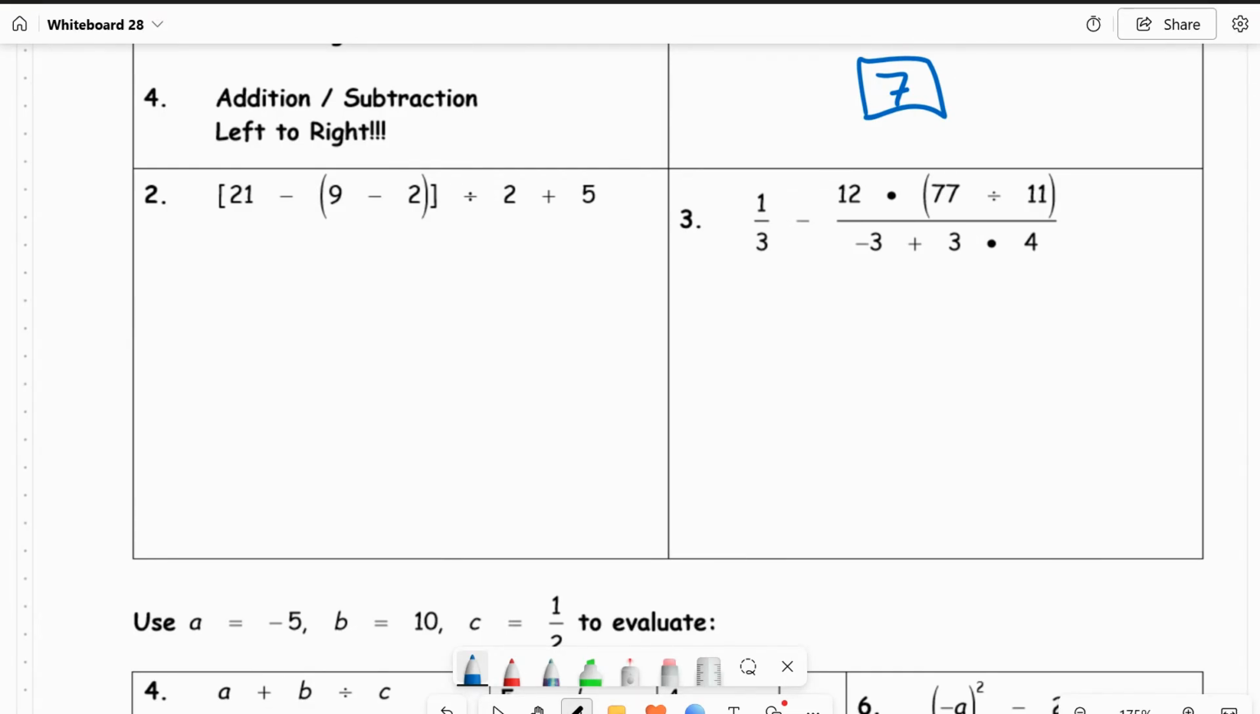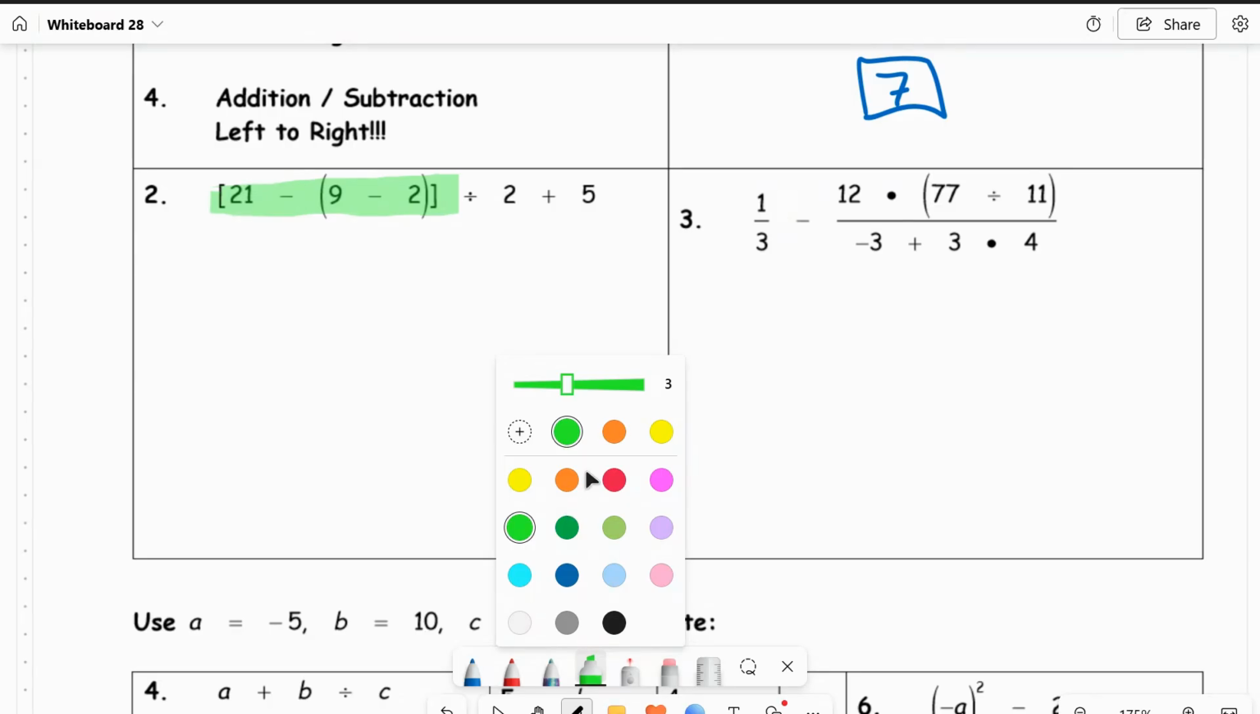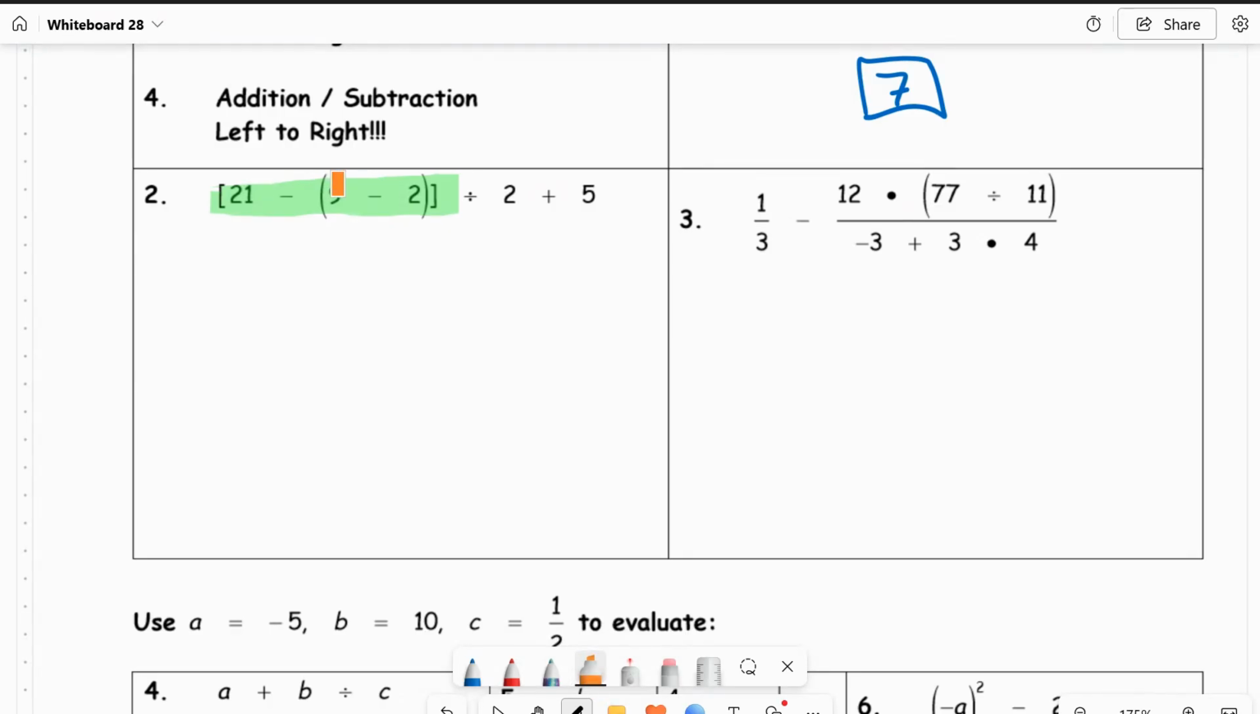So in number 2, let's start with our grouping symbols, which would be our brackets and parentheses. But remember, you work inside out first. So really, we need to complete the furthest inside grouping symbol first, which is our 9 minus 2. So that gives us bracket 21 minus 9 minus 2, which is 7, divided by 2, plus 5.